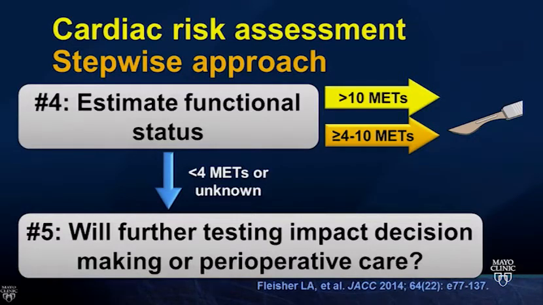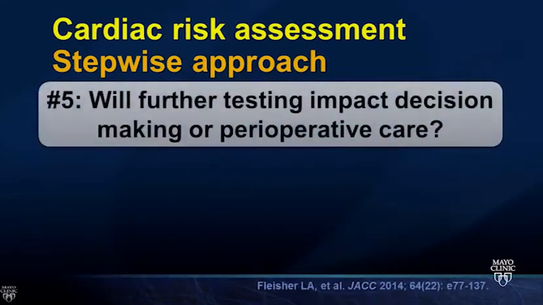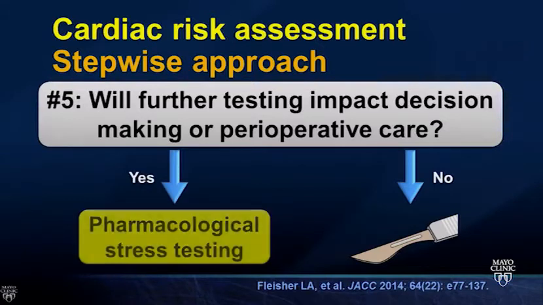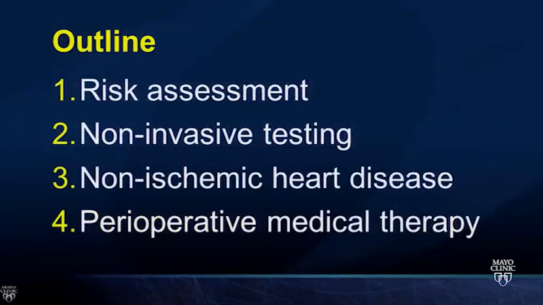And the first question you have to ask yourself is, will further testing impact decision-making or perioperative care? If the answer to that question is no, then it doesn't matter whether you get a stress test or not, you send the patient to the operating room. If the answer to that question is yes, then you have a class 2A recommendation to move forward with a pharmacological stress test. And that is a very nice segue into the next portion of our talk on non-invasive testing.